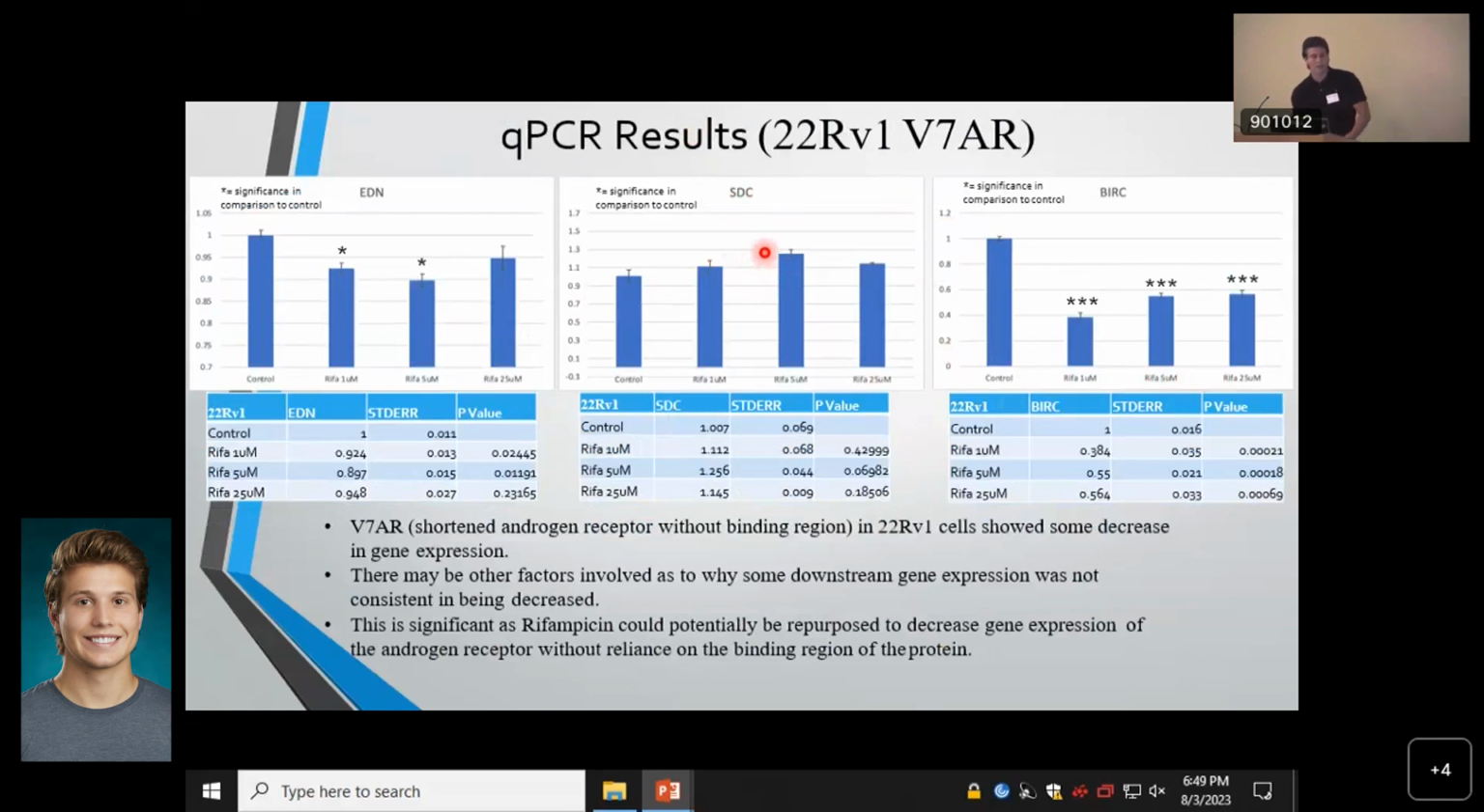This could be due to many other factors as to why the downstream gene expression wasn't decreased, but the fact that there were signs of a decrease in gene expression without the binding site is significant, because this shows that rifampicin could potentially be repurposed to decrease the gene expression of androgen receptors that don't have the binding site, so ones that are resistant to treatment that is commonly used today.